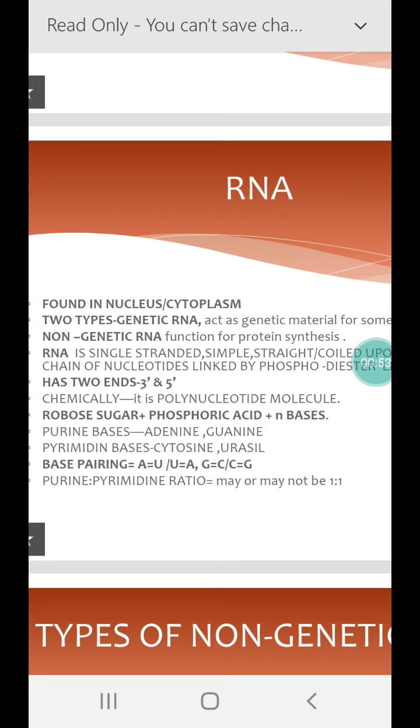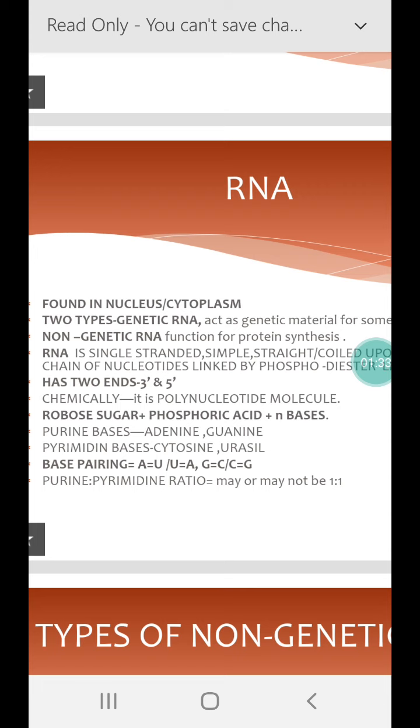So it is a nucleic acid found in the nucleus as well as in the cytoplasm. The genetic RNA acts as genetic material for some of the viruses, while the non-genetic RNA functions for protein synthesis, and it is in most of the organisms. Now if you see the structure of RNA, generally the RNA molecule is single-stranded. It may be simple or straight, or may be variously folded or coiled upon itself.